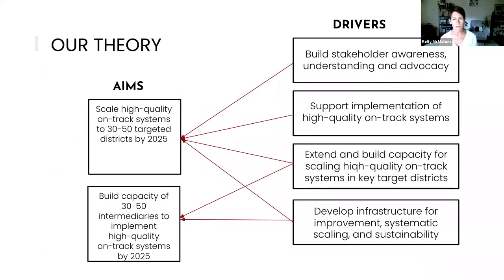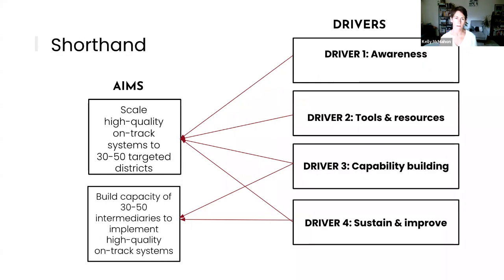The drivers that we think will help us accomplish these aims are to build stakeholder awareness and understanding and advocacy of what we mean by a high quality student success system. We want to support the implementation of high quality on-track systems. We want to extend and build the capacity for scaling these systems specifically in key target districts. And then lastly, we want to develop an infrastructure for improving and systematically scaling and sustaining this work so that it moves, so it's not necessarily new, but moves to the new normal in the ways in which high schools operate around the US.